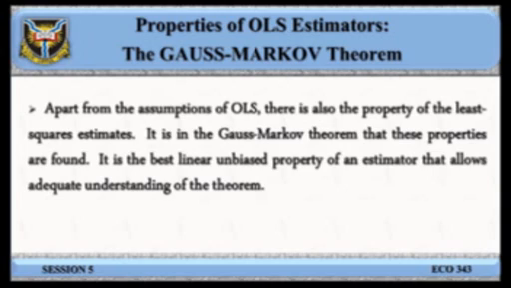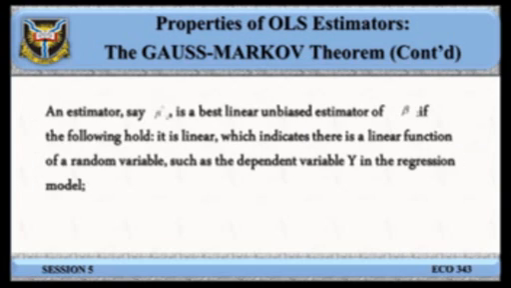Properties of OLS estimators, the Gauss-Markov theorem. Apart from the assumptions of OLS, there is also the property of the least squares estimate. It is in the Gauss-Markov theorem that these properties are found. It is the best linear unbiased property of an estimator that allows adequate understanding of the theorem. An estimator, say beta 2, is a best linear unbiased estimator of beta 2 if the following hold.